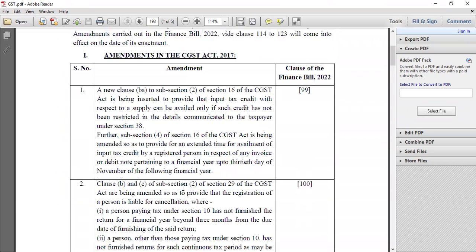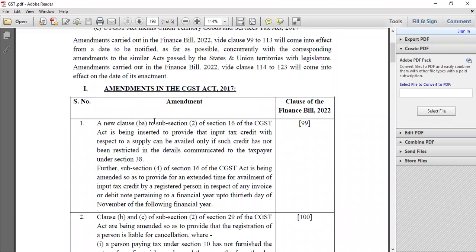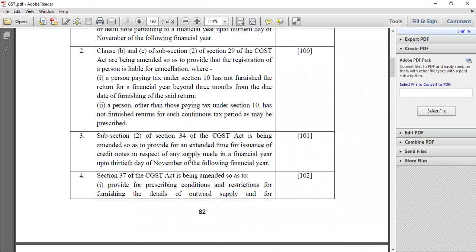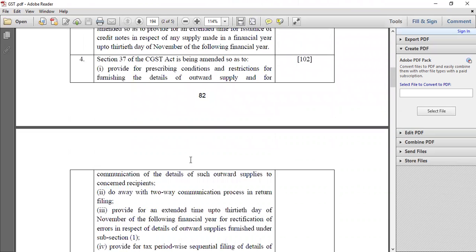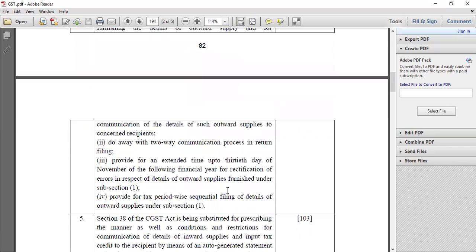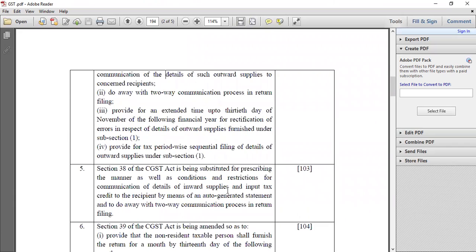because of the introduction of new clause BA to subsection 2 of section 16 of CGST Act, the taxpayer can avail the input tax credit only if the supplier is tax compliant. He promptly files GSTR 1 and GSTR 3B. Then only the taxpayer shall be allowed to take the input tax credit.